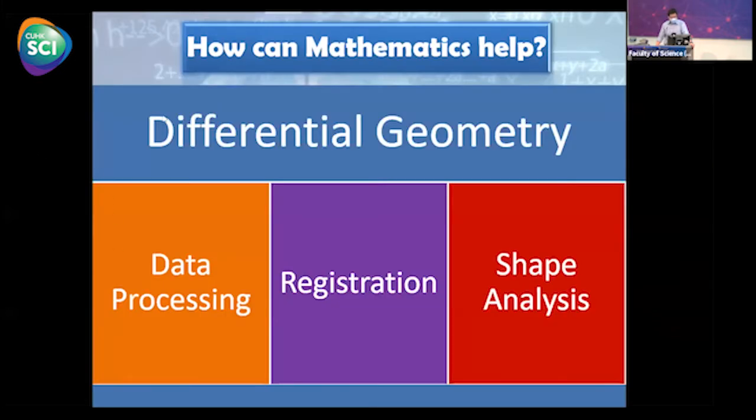More specifically, in our research, we rely on a specific topic in mathematics called differential geometry to develop mathematical models for medical image analysis. Medical image analysis usually comprises three important components. The first one is data processing, to pre-process the data such that it is ready to use for further analysis. Another important problem is the registration problem. Basically, it is to find a meaningful one-to-one correspondence between different imaging data.